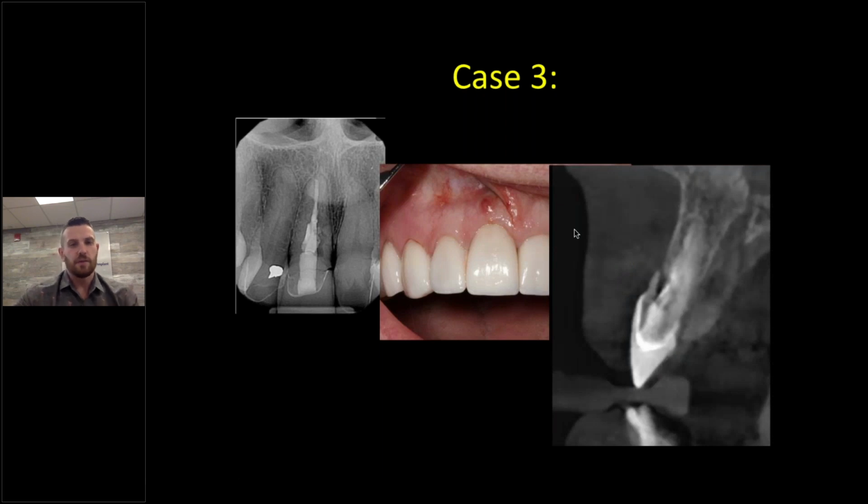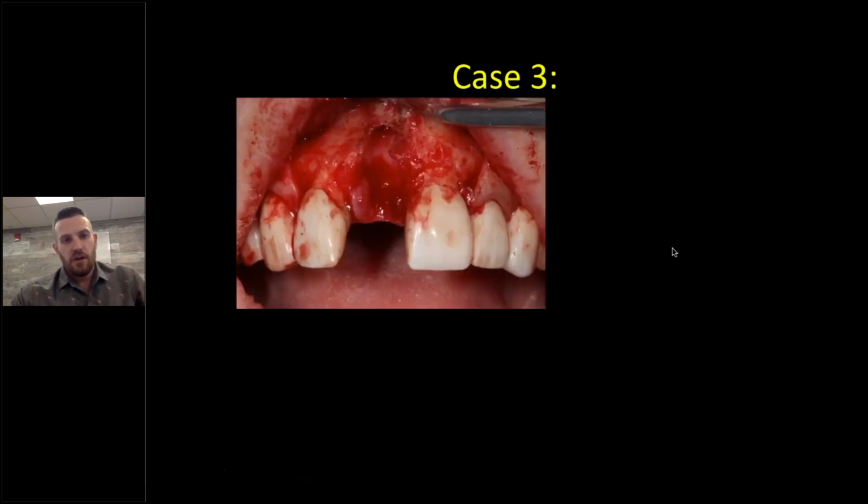This is a cross-sectional image from our CBCT scan, and we can see that there is quite a bit of facial plate loss here, roughly to about here. So we take the patient to procedure, and we flap an elevator flap, and we can see here how much of that buccal bone plate is actually lost.